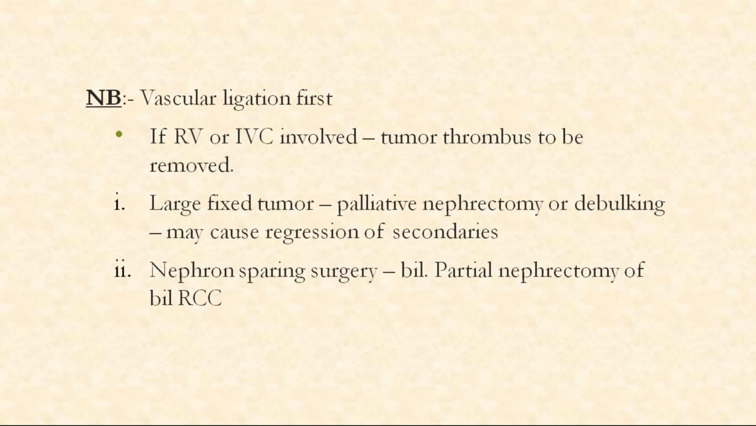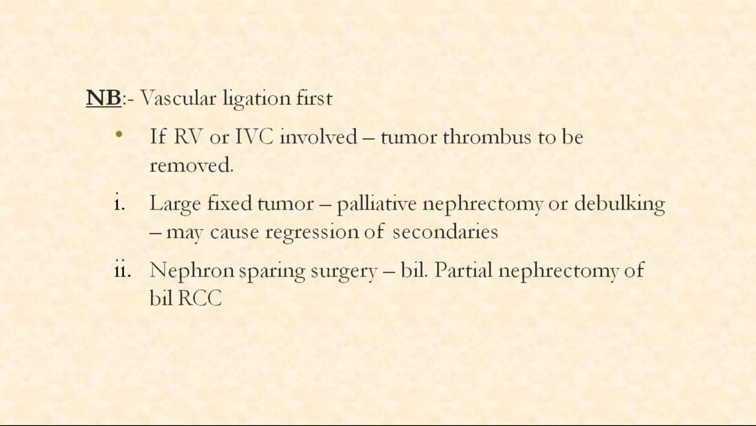Sometimes, before doing the nephrectomy, you have to first ligate the vessels, the inferior vena cava. Why do you have to ligate the veins? To prevent emboli formation. So tumor thrombus may need to be removed, and we can prevent embolization of the renal vein and the inferior vena cava. If the large tumors are fixed, only palliative treatment, that means palliative nephrectomy or partial nephrectomy, should be done, or we should debulk the tumor.